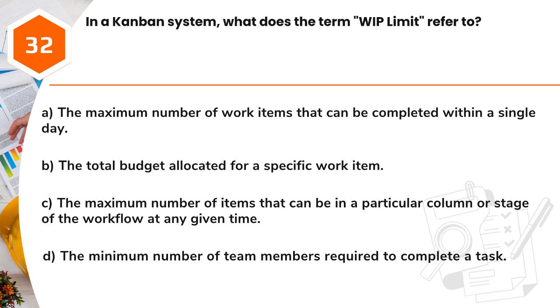Question 32. In a Kanban system, what does the term WIP limit refer to? A. The maximum number of work items that can be completed within a single day. B. The total budget allocated for a specific work item. C. The maximum number of items that can be in a particular column or stage of the workflow at any given time. D. The minimum number of team members required to complete a task.